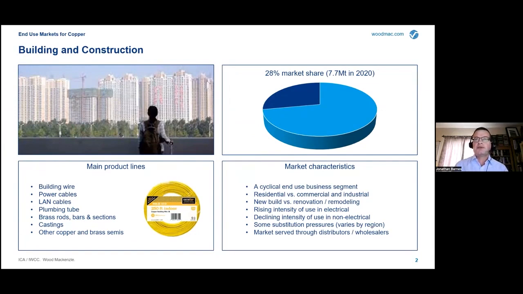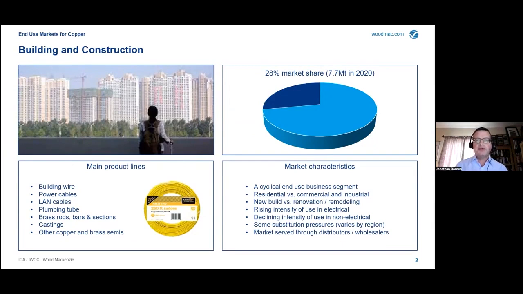Some of the characteristics of this market, well, it's clearly quite a cyclical end-use market. At the moment, we've seen very healthy demand in the US and Canada, but if we look across at China at the moment, obviously construction markets there are quite depressed. So this does vary a lot between geography. There are different ways we can break this market down, but one of the most common is to look at residential construction versus commercial or industrial. Also, you can look at new build versus renovation or remodeling.